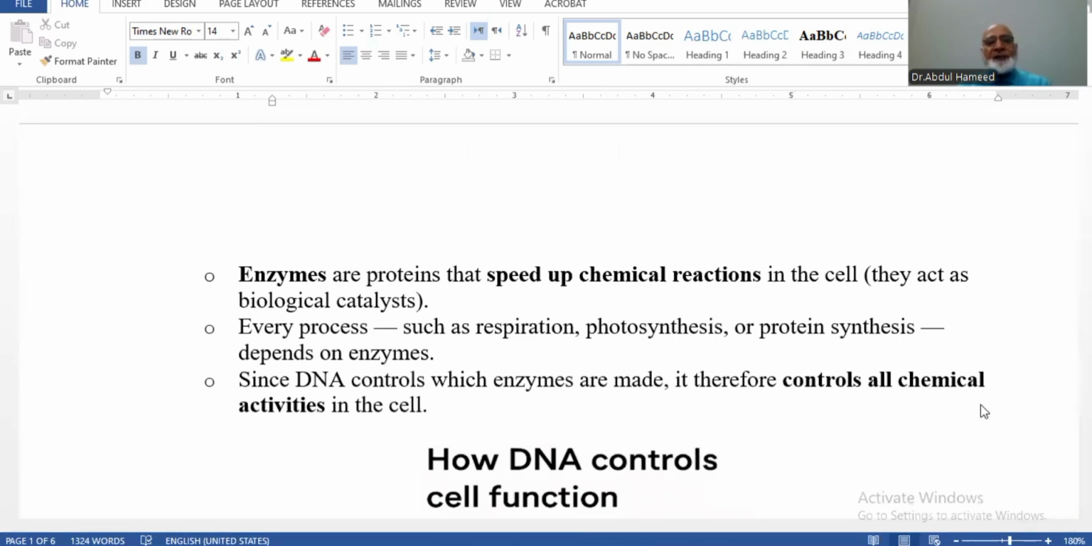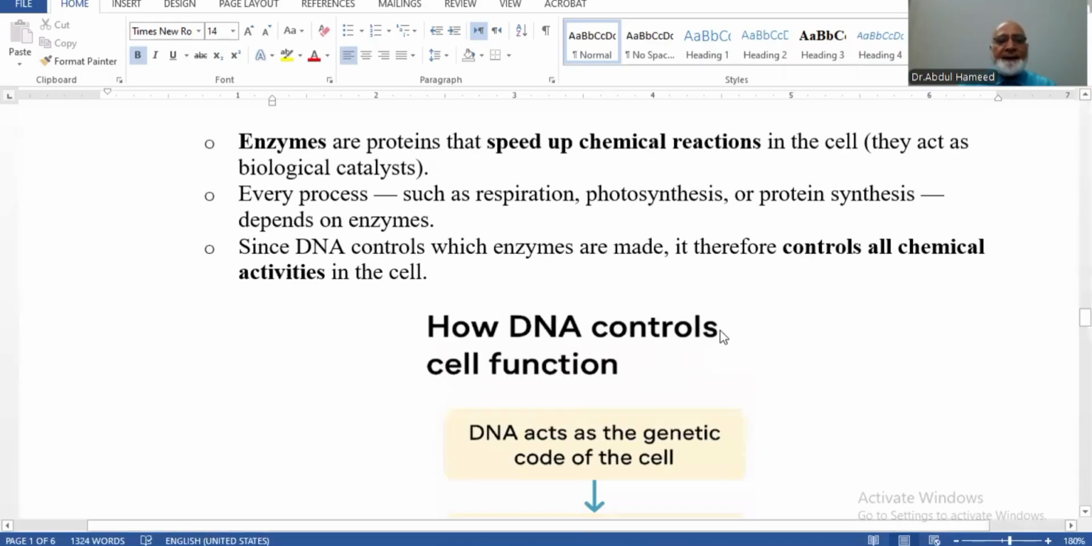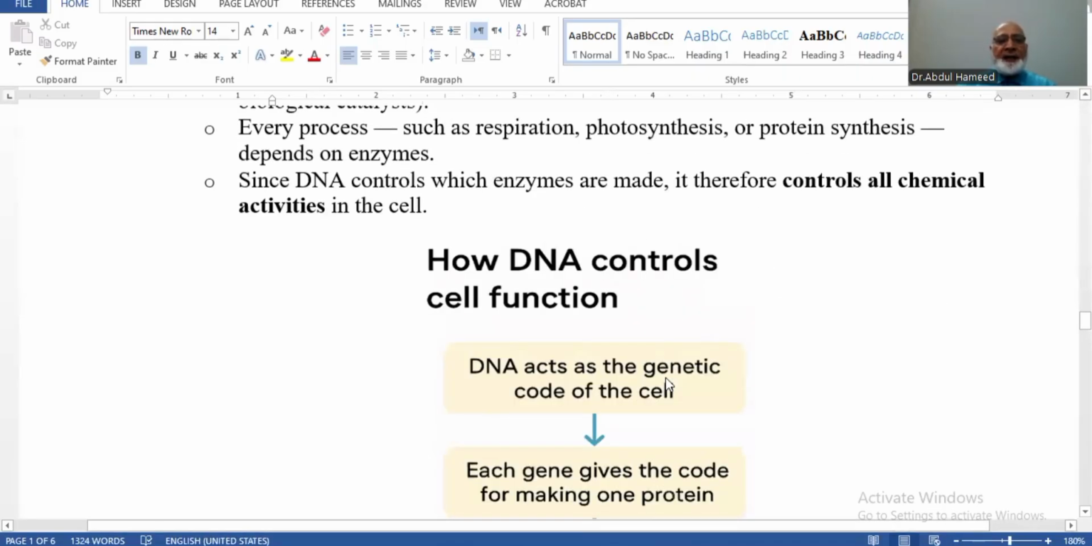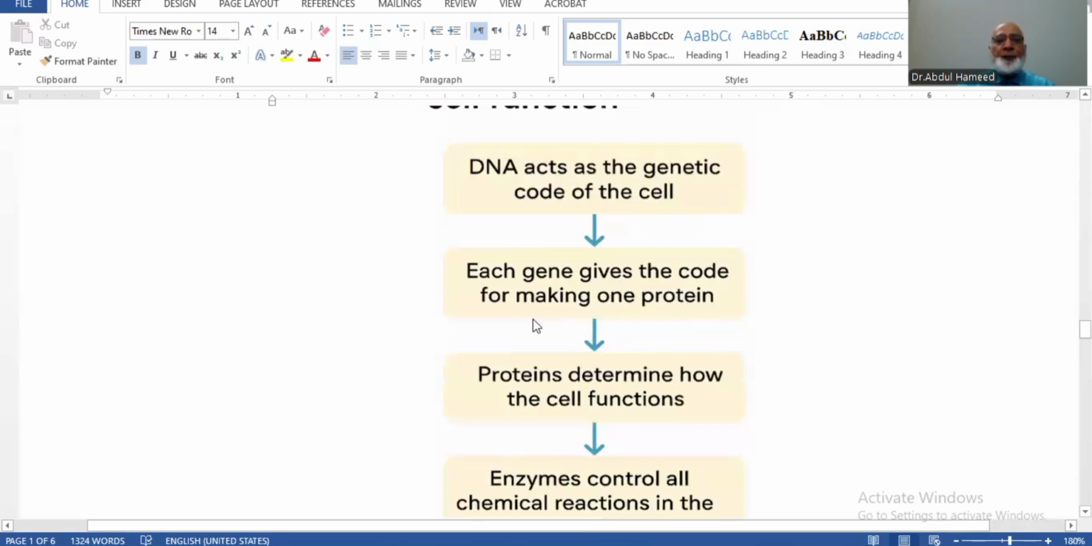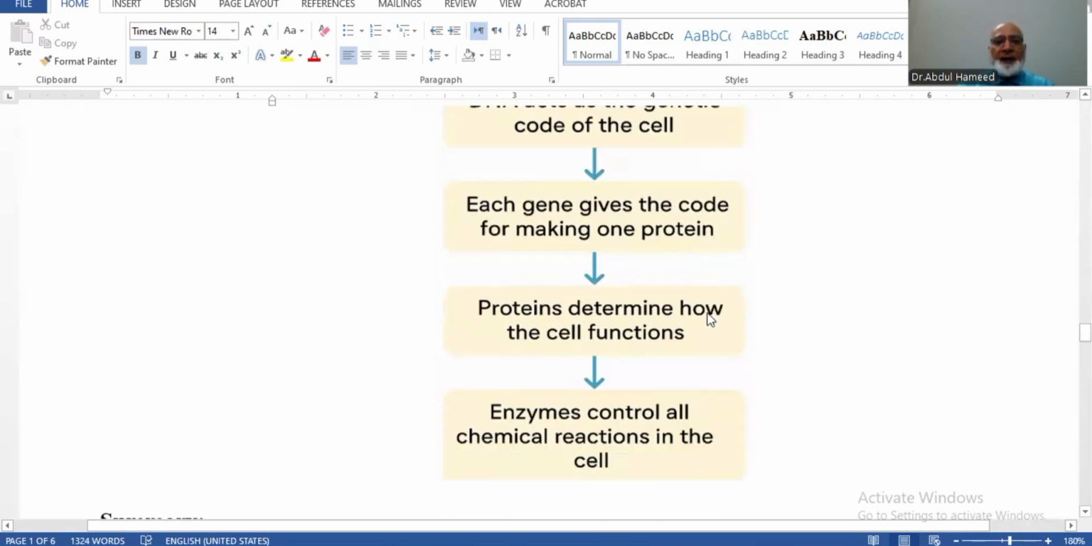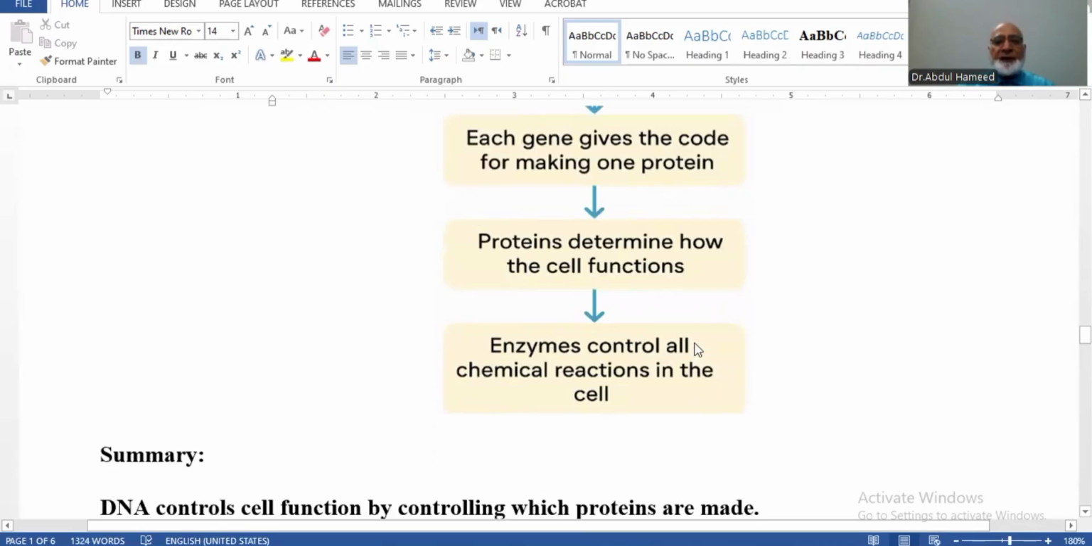Every process such as respiration, photosynthesis, or protein synthesis, and each and every other chemical reaction is controlled by enzymes. Since DNA controls which enzymes are made, it therefore controls all the chemical activities in the cell. This diagram shows the detail of the above mentioned topic. How DNA controls cell function: DNA acts as a genetic code for the cell. Each gene gives the code for making one protein. Proteins determine how the cell functions. Enzymes control all the chemical reactions of the cell.